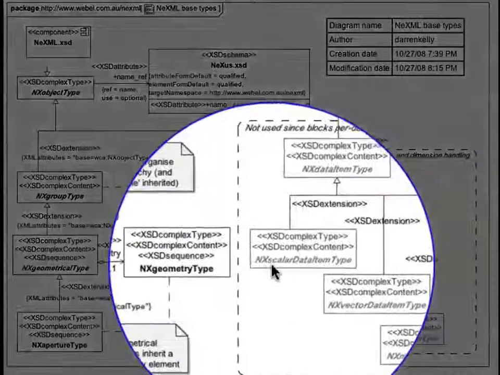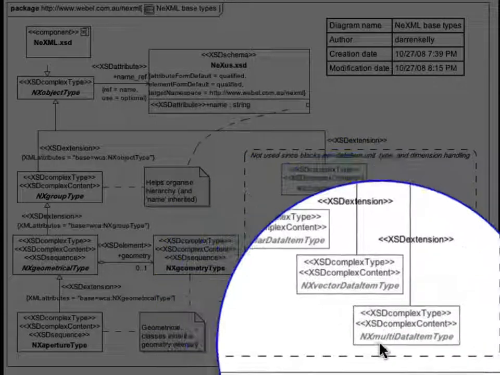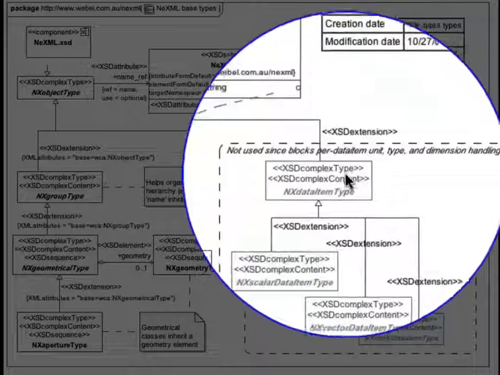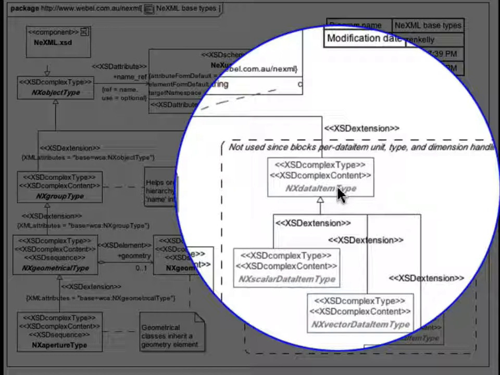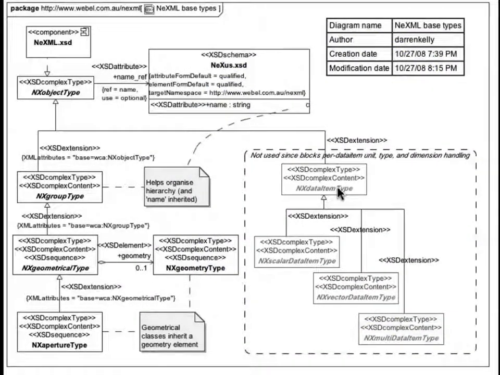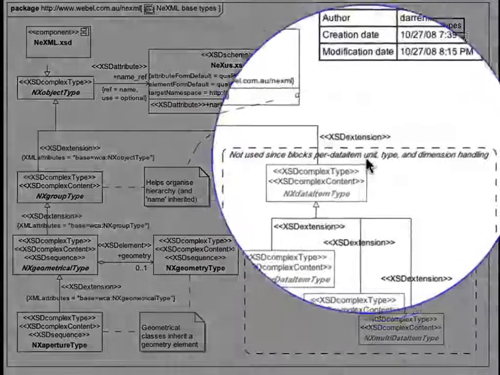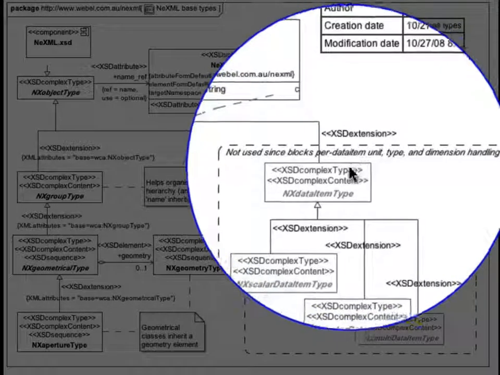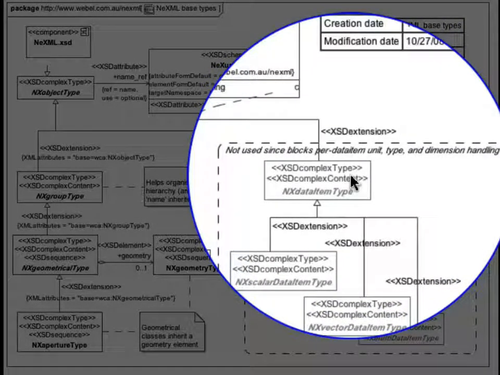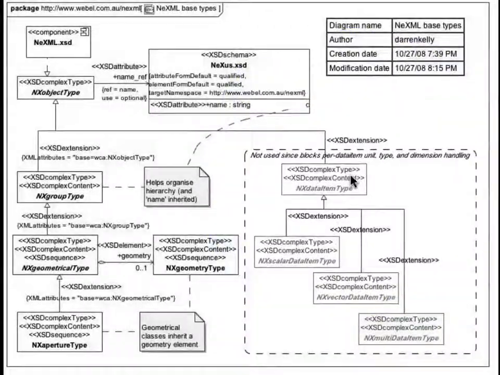You'll see there I had a scalar, vector, and multi-data item, abstract types extending a generic NX data item type, which used to have units, for example. Now, this is not working in XML schema, at least not that I can discover. It seems to block the ability to generate unit and type dimension per data item, or to restrict a general data item type data item attribute like unit.